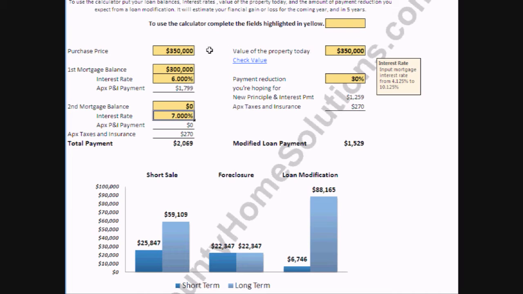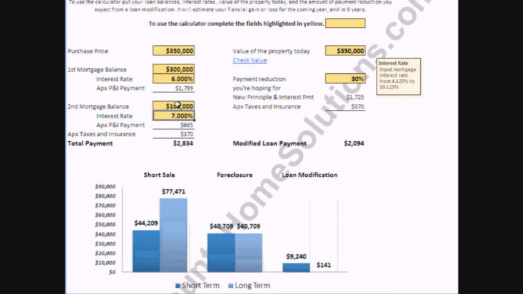Alright, we've got a property worth $350,000, a first mortgage of $300,000. Say he has negative equity, and we did a lot of yard work on this property. We have a $100,000 second mortgage. You can see that in this case, a short sale is going to benefit you over $77,000 in 5 years, where a loan modification of 30% reduction in your monthly payment is only going to benefit you $141. Negative equity is a killer. I didn't really realize this until I built this calculator just to see what the results would be. I found it astounding. But this is a person with $50,000 in negative equity.